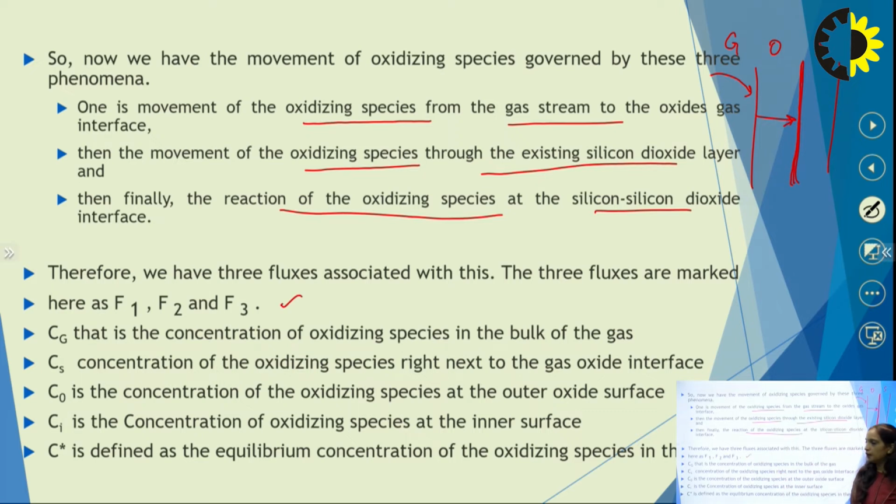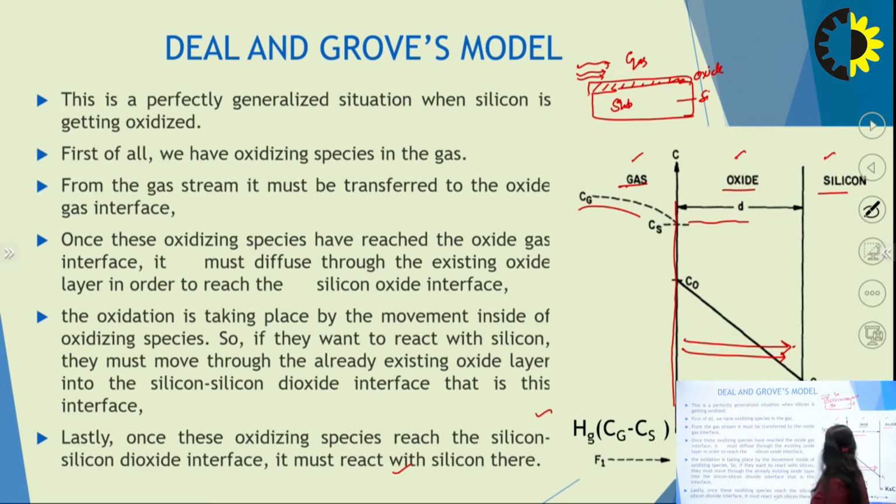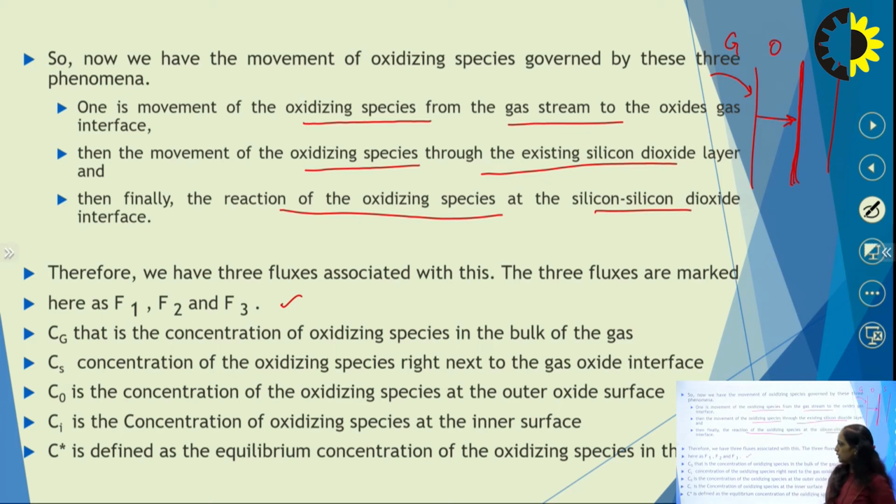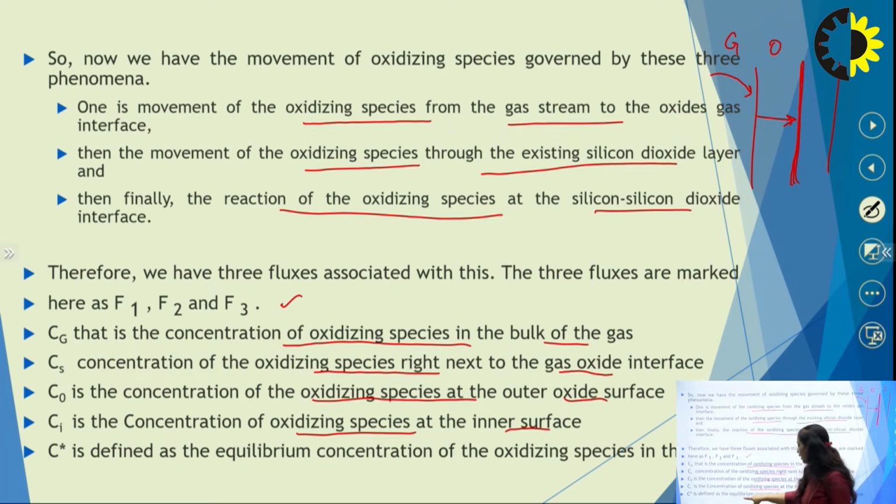Before writing the flux equations, let us get to know these parameters: Cg, Cs, D, C0 and Ci. Cg is the concentration of oxidizing species in the bulk of the gas. Cs is the concentration of oxidizing species right next to the gas-oxide interface. C0 is the concentration of oxidizing species at the outer oxide surface. Ci is the concentration of oxidizing species at the inner surface, and C star is defined as the equilibrium concentration of oxidizing species in the oxide layer.